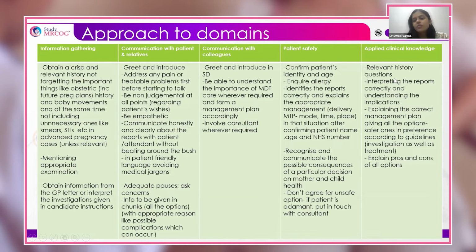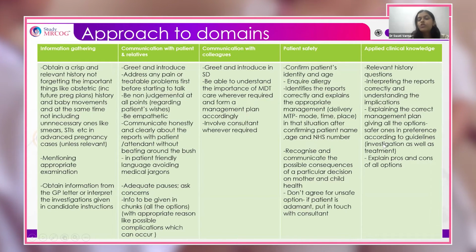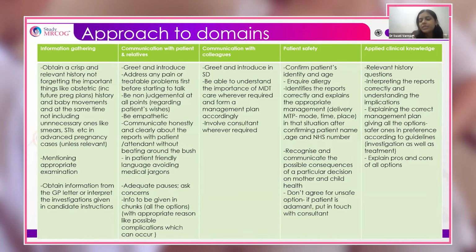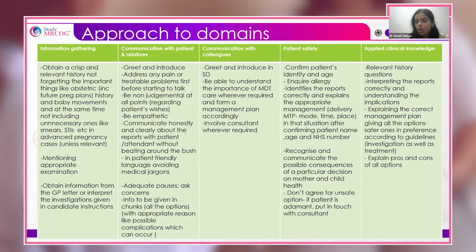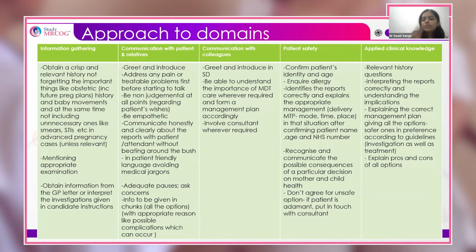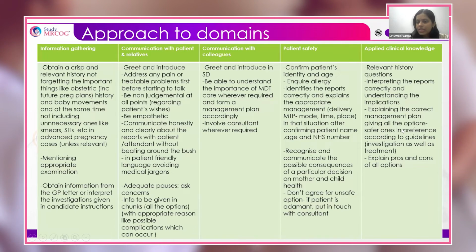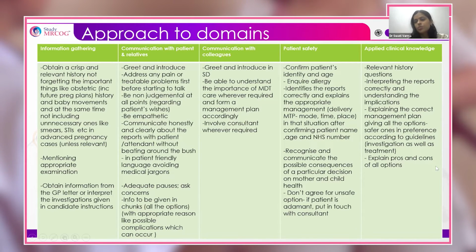Then comes applied clinical knowledge. For applied clinical knowledge, you have to ask relevant history questions, interpret the report correctly, understand the implications, and explain the correct management plan. You should know all the options. Like in breech, you should know that you have to offer ECV or vaginal breech birth or cesarean section. So things should be clear-cut in your mind, that I have to speak under these headings. Safer ones you have to explain first. The safer option you have to elaborate. The unsafe ones keep at last. Give pros and cons of both, safer option and unsafe option, but keep emphasizing at all times the safer option.